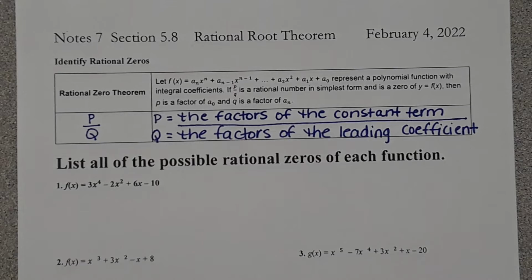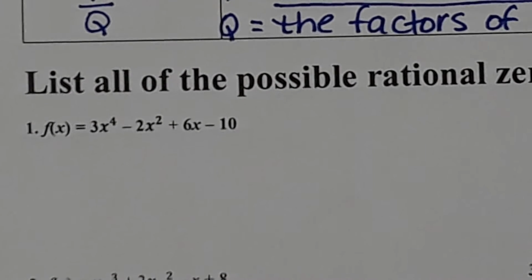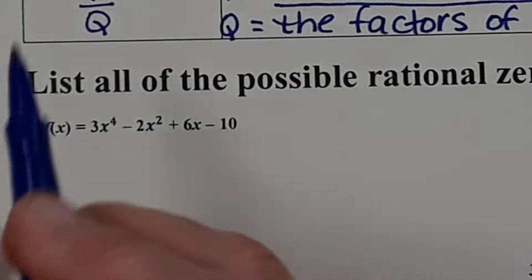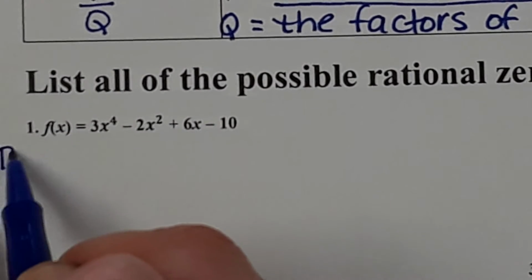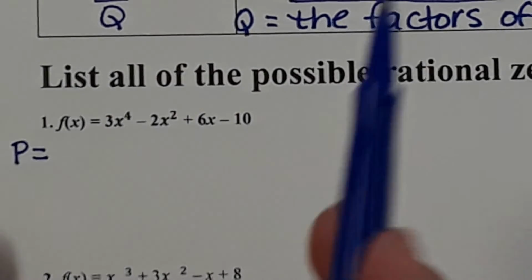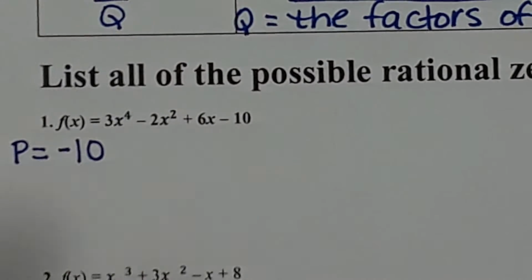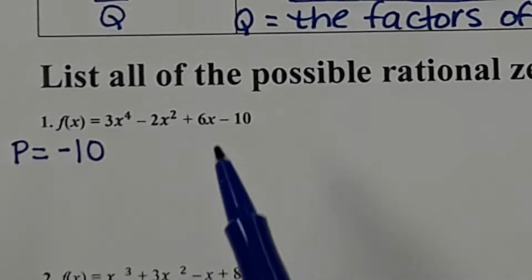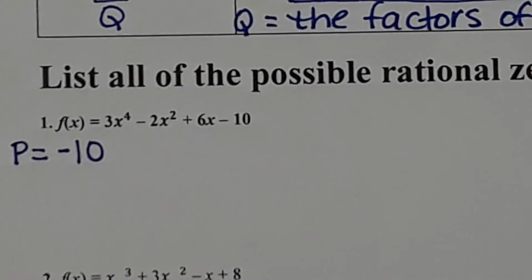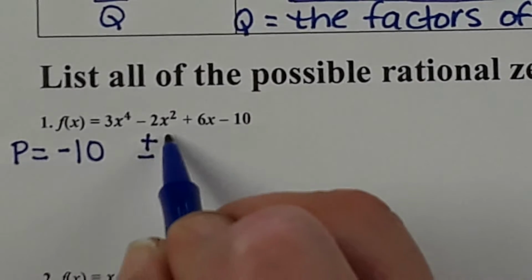Okay, so we're gonna look at example 1. I'm gonna kind of zoom in, okay? So there's example 1. We're gonna list all the possible rational zeros for each function. So we're gonna define P. P is the constant term, which is -10. I don't really care if it's negative or positive. P is -10, so we're going to list the factors of -10.